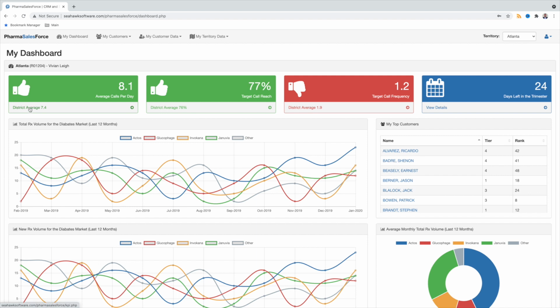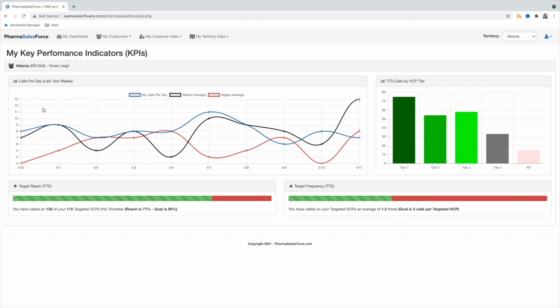If we drill into this, all these arrows have hyperlinks. We drill into it, you'll see what your key performance indicators are. And this will show you the number of calls per day you made, the district average, and the region average. So you can see where you are trending compared to other territories, districts, and the region as a whole. Over here, you're looking at the calls made to your HCPs by tier. So you've made 75 calls to tier 1s, 54 to tier 2s, and so on down the line. The target reach is showing that you've reached 77% of your targets. Your goal is 90%, so you still have time.